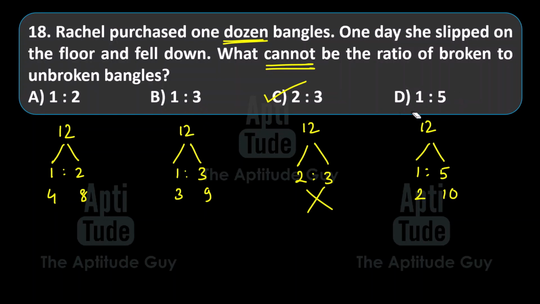1 plus 5 is 6. 6 is a factor of 12. Yes, so this is also possible. But 2 plus 3 is 5. 5 is not a factor of 12. So that is why it cannot be the ratio. That is why it's the correct answer.